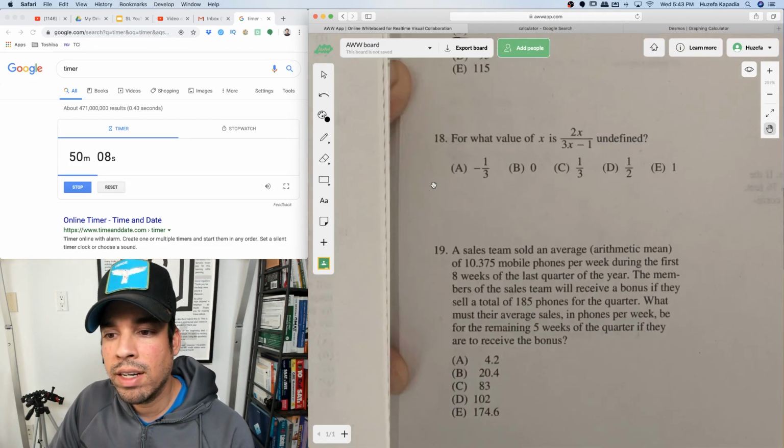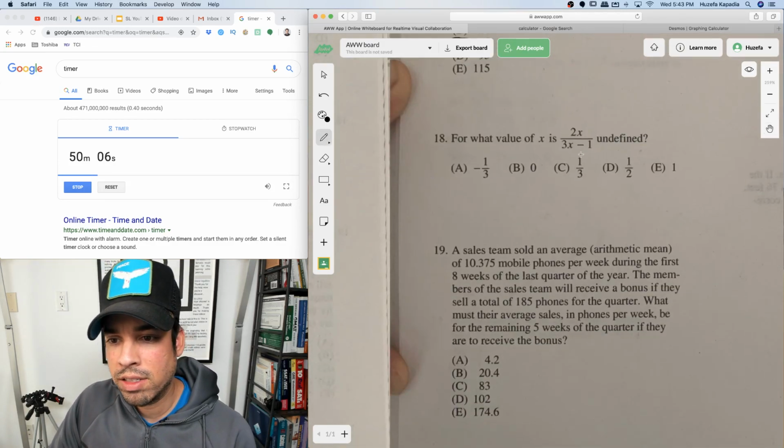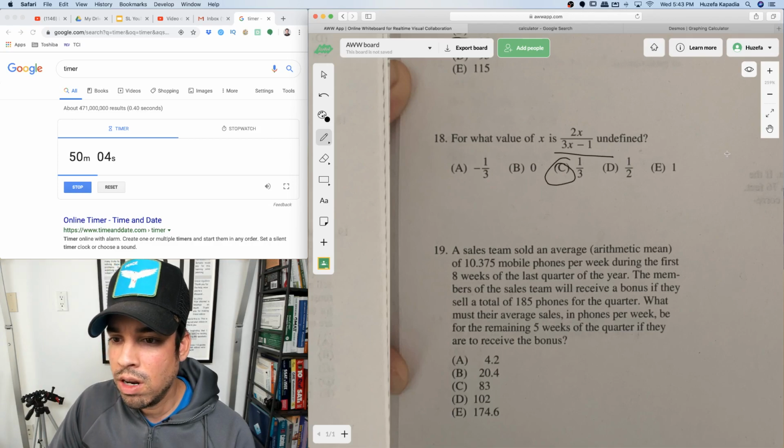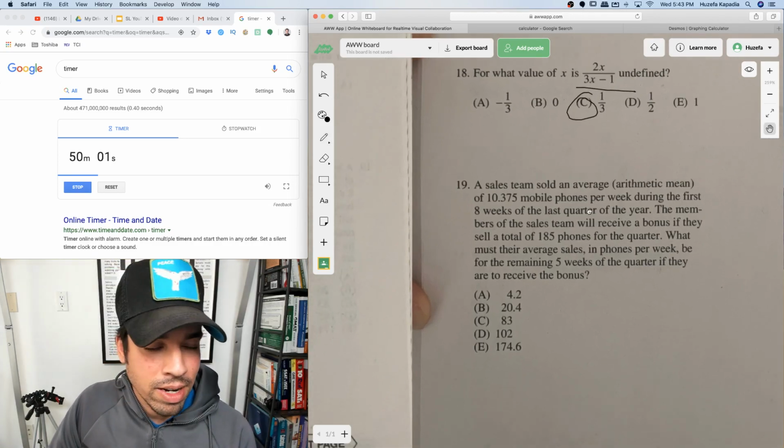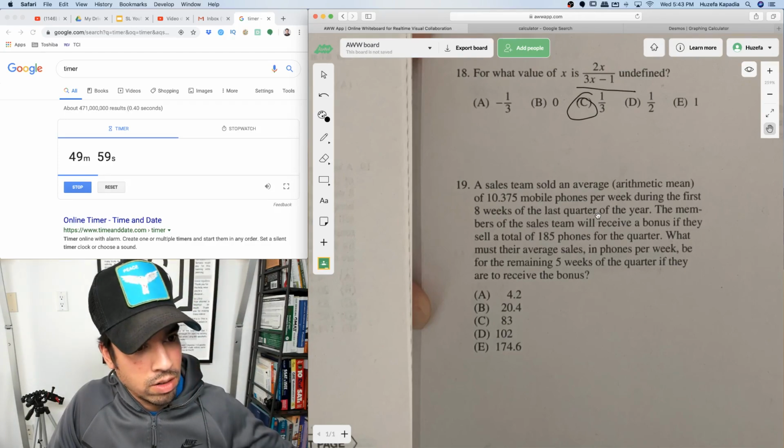For what value of x is the expression undefined? For x equals 1/3, whatever makes the denominator go to 0. Done. We can never define dividing by 0, so that goes undefined. That's it.